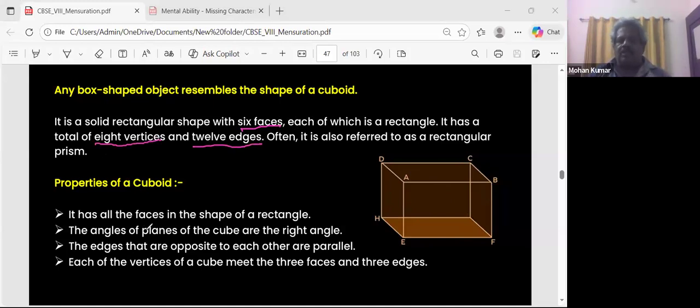What are the properties? All the faces are in the shape of a rectangle. Angles of the plane of the cuboid are right angles. See, this angle is a right angle. The edges that are opposite to each other are parallel. See, this is the parallelogram. Each vertex of a cuboid has 3 faces and 3 edges. You can just write the properties of the cuboid. Please, those who need it, you can take it now, because that can come as a small question.